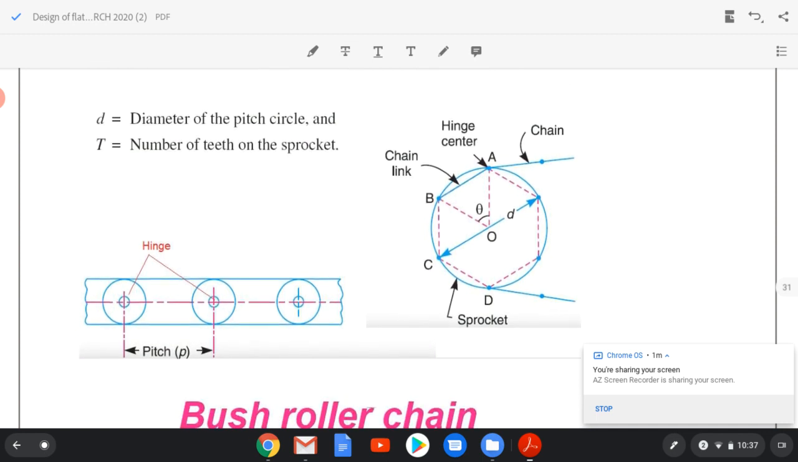The important terms in a chain drive is that the distance between two hinge points is denoted by pitch length. So these are the hinge points, and distance between hinge points is denoted by pitch, and a circle passing through all those pitch points is called the pitch circle.